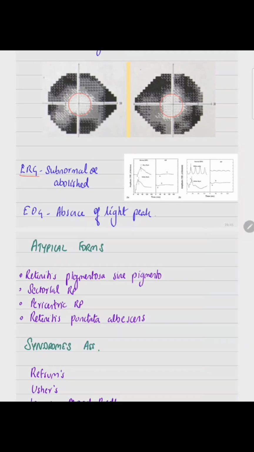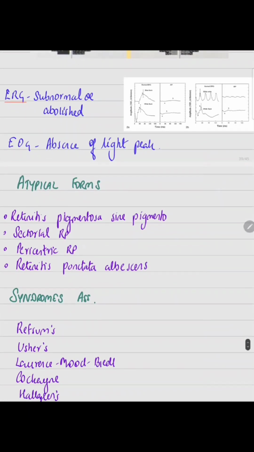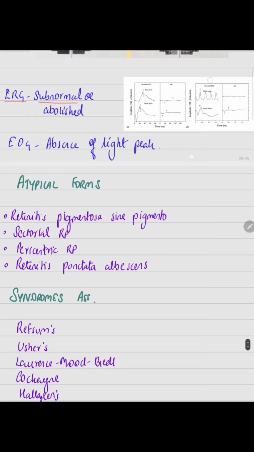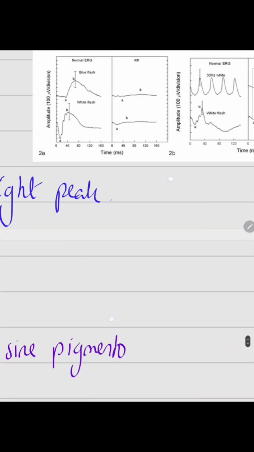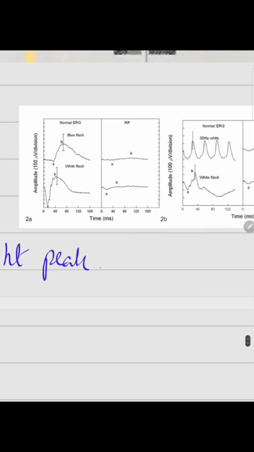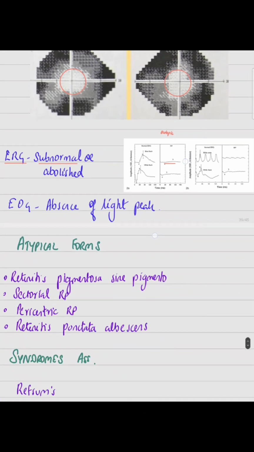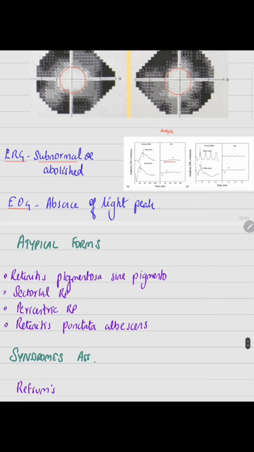ERG is a sensitive diagnostic test. It is abnormal or abolished. This is a normal ERG, and in RP you can see a diminished ERG. Here the scotopic response will be affected before the photopic, that is night vision is affected earlier, and the B wave is affected before the A wave. In electrooculography, that is EOG, there is absence of light peak.